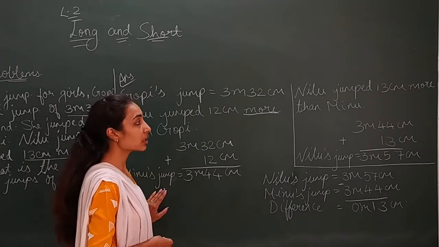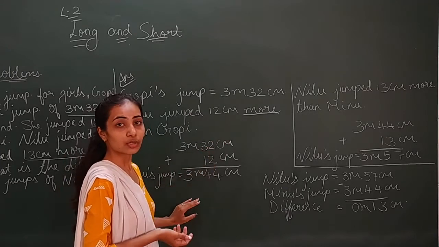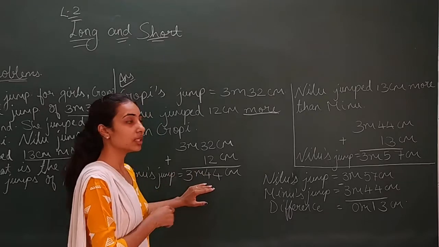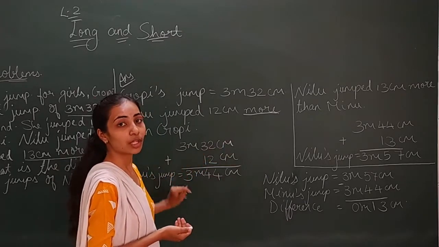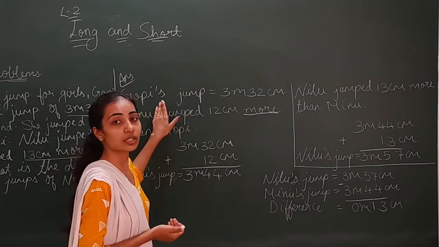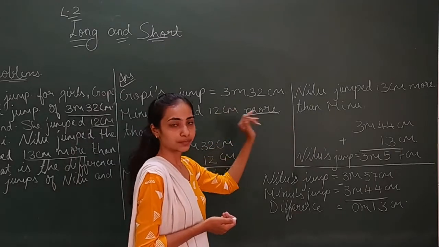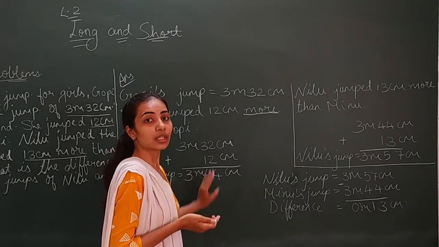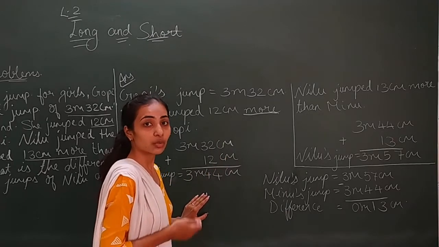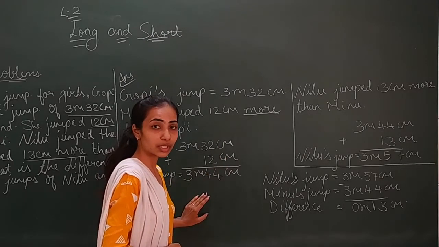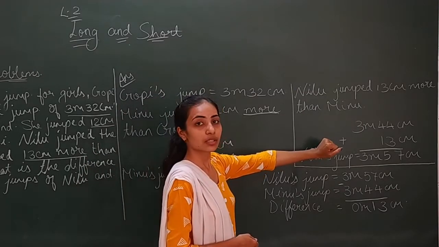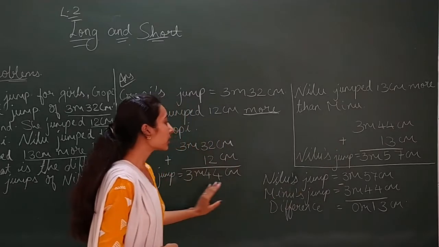She is jumping 13 centimeter more than Minu. So we need to add 13 centimeter in Minu. Then we will get the jump of Nilu. You will not add in Gopi because she is jumping more than Minu. Take care when you are doing these problems. Pay attention on the words, what is written, pay attention on the numbers, what are written, okay. Then 3 meter 44 centimeter plus 13, then you will find Nilu's jump.